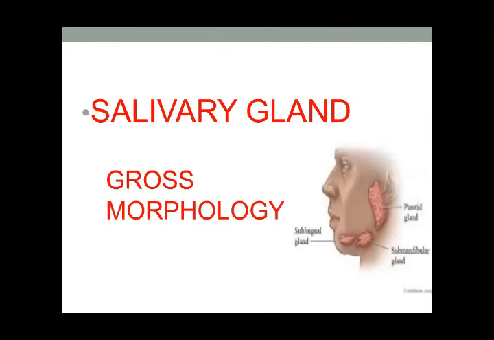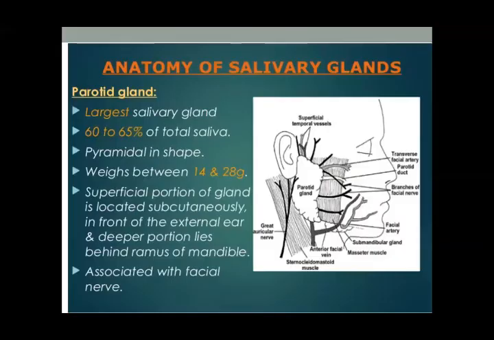Now, salivary glands gross morphology. Anatomy of the salivary glands: the parotid gland is the largest salivary gland, producing 60 to 65% of total saliva. Pyramidal in shape, it weighs between 14 and 28 grams. These questions are asked in MCQs. The superficial portion of the gland is located subcutaneously in front of the external ear, and the deeper portion lies behind the ramus of the mandible.